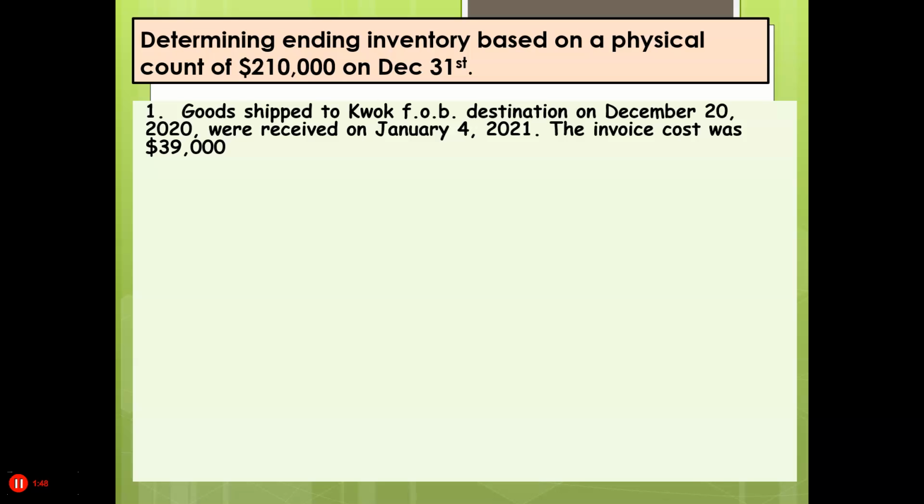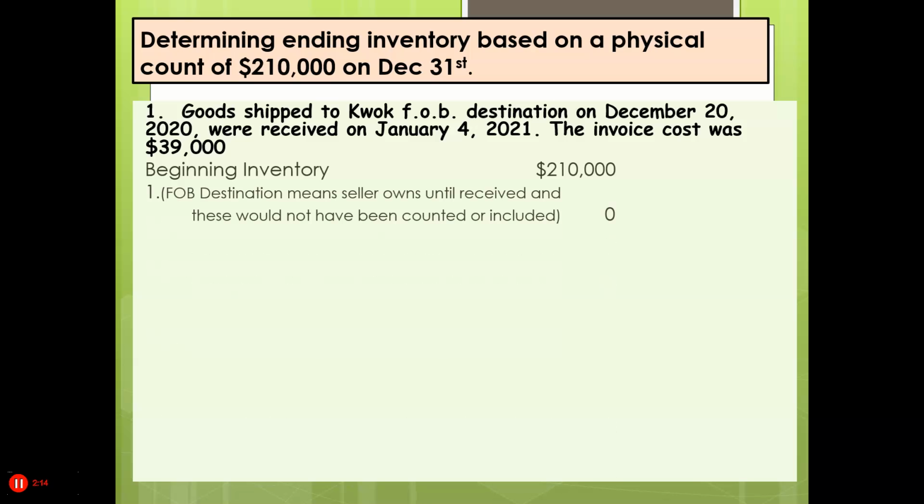Based on a physical count, we had 210,000 in our inventory, but we had some other transactions. So we start with 210, and there were goods shipped to Quoc FOB destination on December 20th. They were received on January 4th. The invoice cost was $39,000. Now, since it's FOB destination, they didn't receive it till January 4th. They do not take ownership.